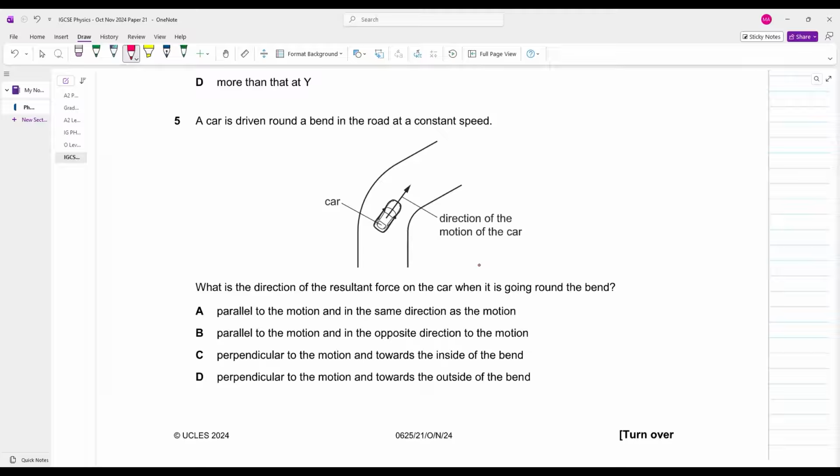A car is driven around a bend in the road at constant speed. So a car is bent like this.